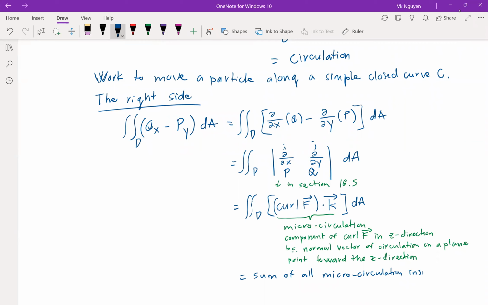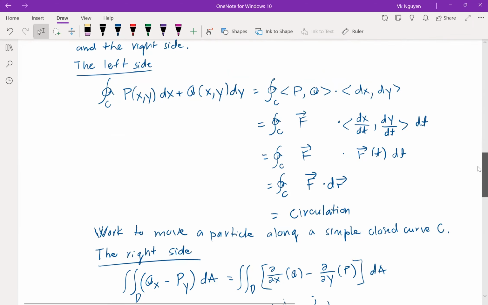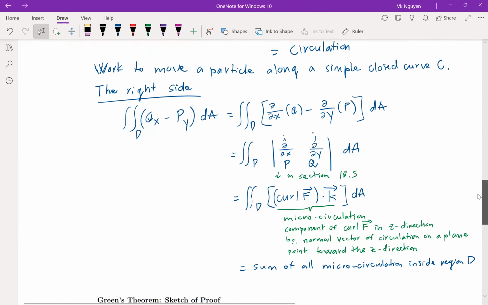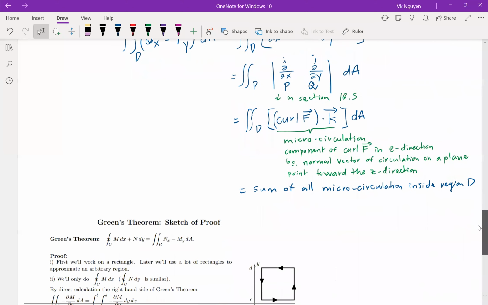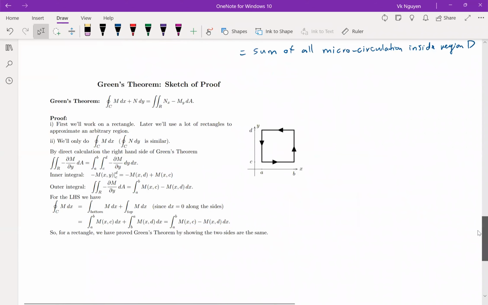Inside D, the bigger circulation is equal to the sum of all the smaller circulation. That is the idea of the Green theorem. The proof is a little bit different.